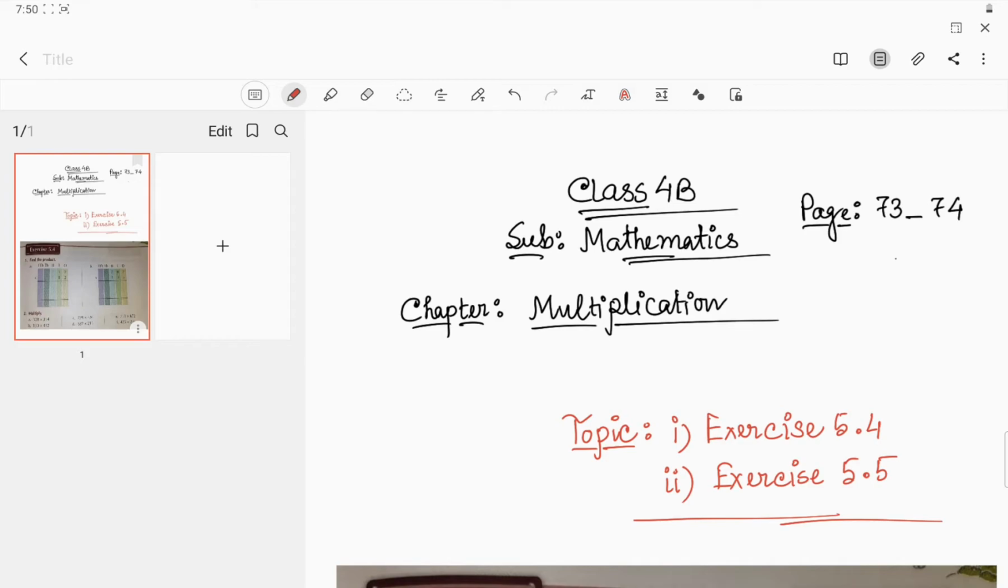We were studying the chapter number 5 entitled multiplication. In the previous video we have solved exercise 5.1, exercise 5.2 and exercise 5.3. Today we are going to solve exercise 5.4 and exercise 5.5. Let's start.